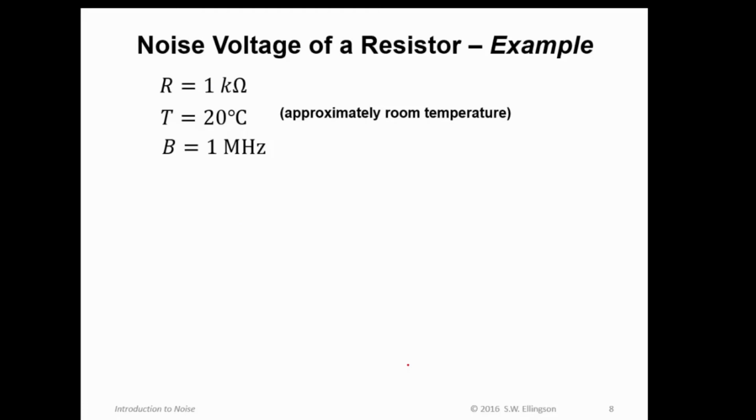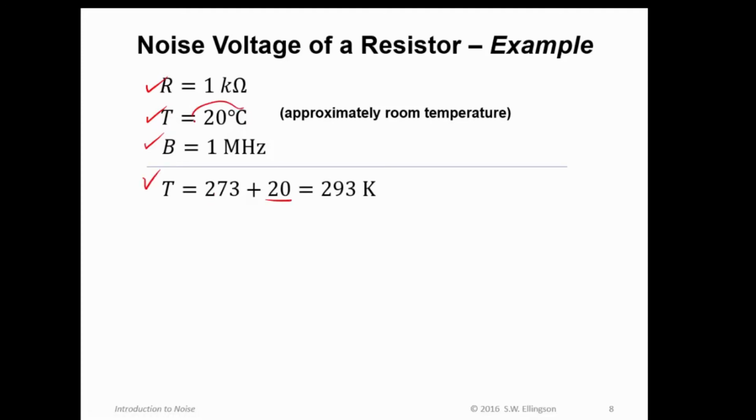So here's an example. Let's say I have a 1 kilo ohm resistor, a resistor which is 1,000 ohms. Let's say that resistor is at approximately room temperature. I'll call it 20 C, 20 degrees Celsius. And let's say the bandwidth is 1 megahertz. I want to consider 1 megahertz of bandwidth. Well, then T in Kelvin is simply 20, which I got from here, plus 273, which converts Celsius to Kelvin, and I get 293 Kelvin.